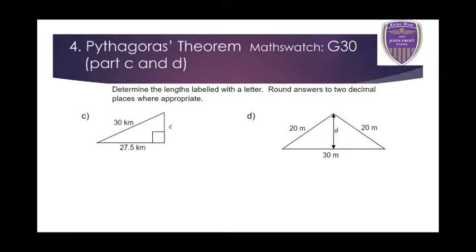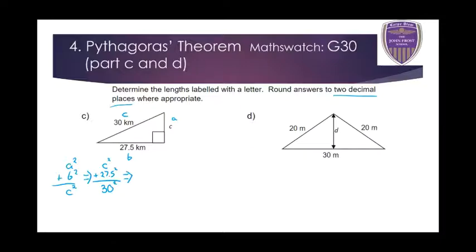So here we go, part C and D now. We need to find the missing side with the letter on it, and we need to round our answers to 2 decimal places, okay? So we're given these sides, let's label them up. We've got A, B, and C. So here we go again. A squared plus B squared equals C squared. A is C, so we don't know what that is, plus B is 27.5 squared, and those added together will give you 30 squared, okay?